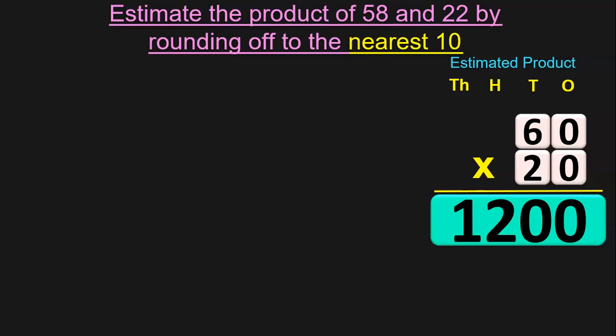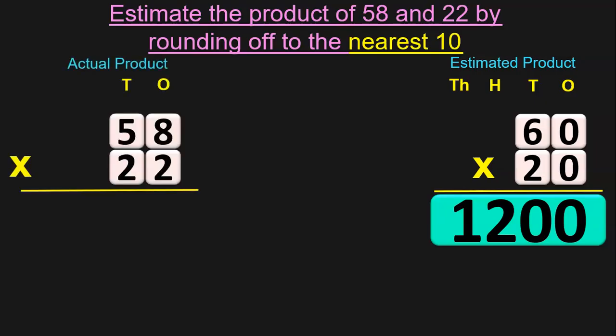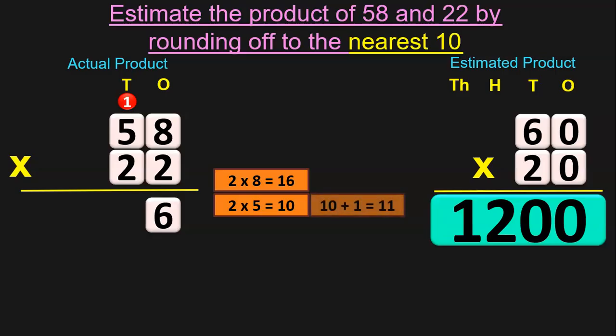Let us verify if our estimation is correct by finding out the actual product. So what do you have to do? 58 by 22. 2 into 8 is 16. 6 carry over 1. 2 into 5 is 10. 10 plus 1 is 11. 1 and another 1 will move to the hundreds place.